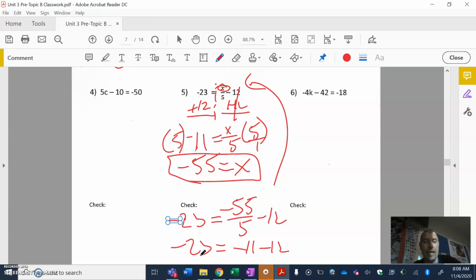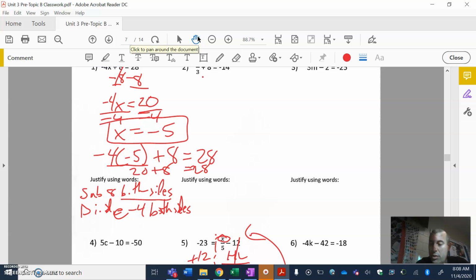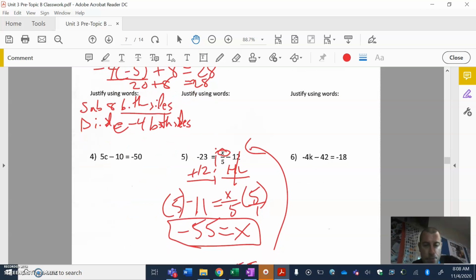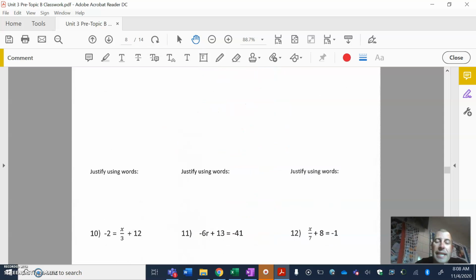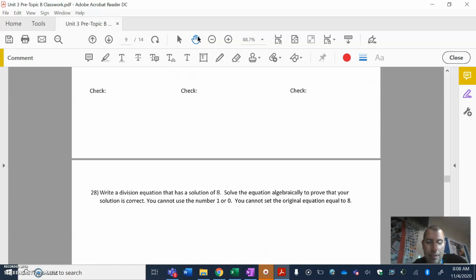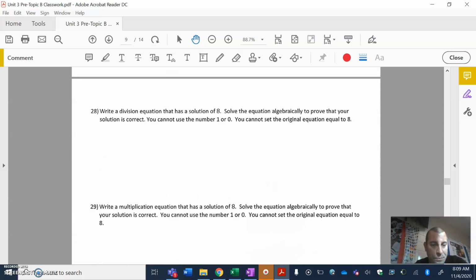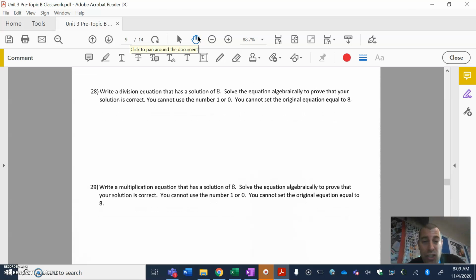Okay, so here's what we like out of you today. Let's get back up to there we go. So I do want you to justify using words for those two guys, just like it says. I do want you to do your check step for those two other ones, just like it asked. For the remaining ones here, you do not need to justify using words, and you do not need to do your check step. Over here for 28 and 29, you are writing a division equation.